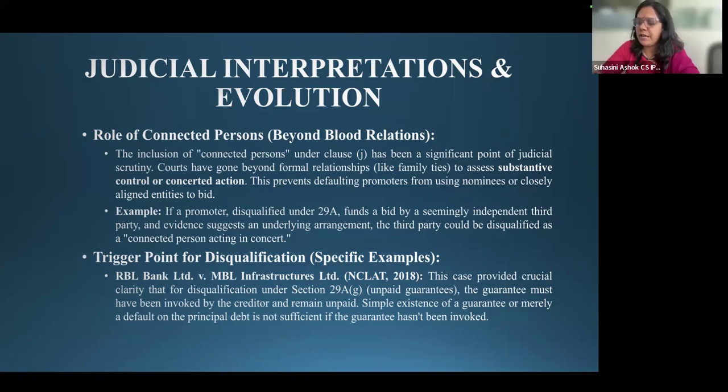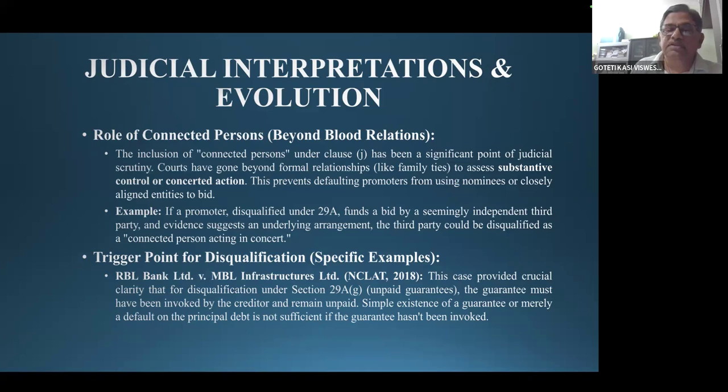Correct, sir. And one more checkpoint is, when a person submits individually, he will give the details of where all he is a director. So what we can do is go to the MCA site and also find out where all he is a director. And where he is a director, that company's directors are also connected persons to him. Not only related persons, but connected persons also. The ineligibility applies to the connected persons also.